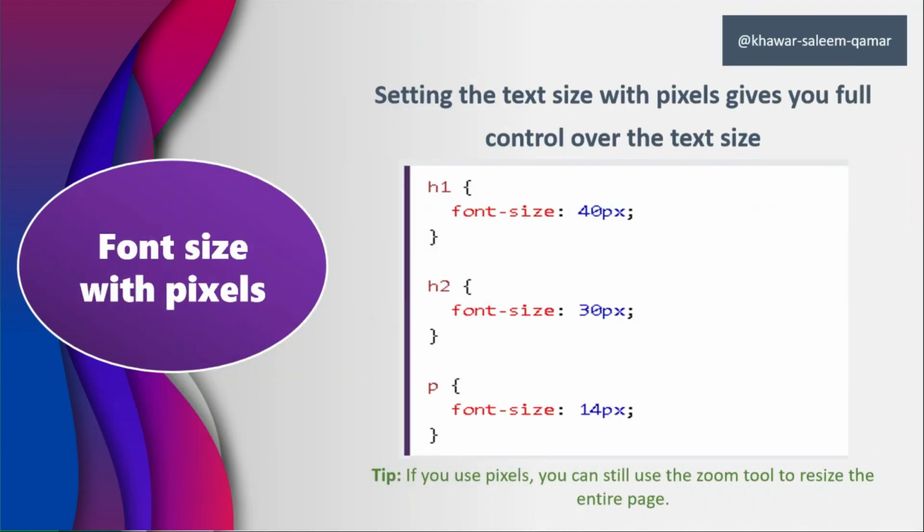So right here in our font size, we could give it a value in pixels, which is a unit in CSS. If you use pixels for giving the font size, the user can still use the zoom tool to resize the page.